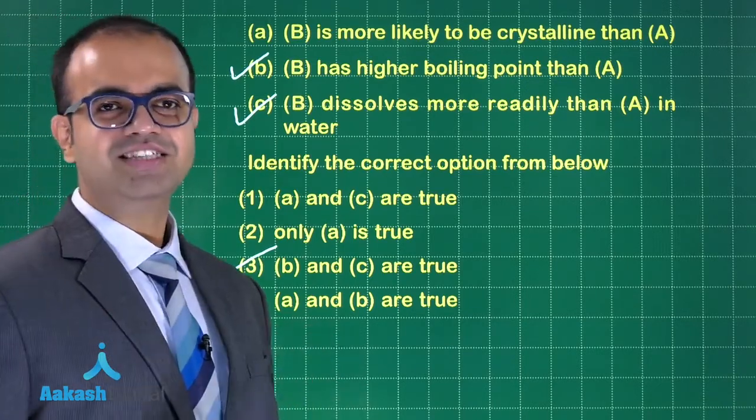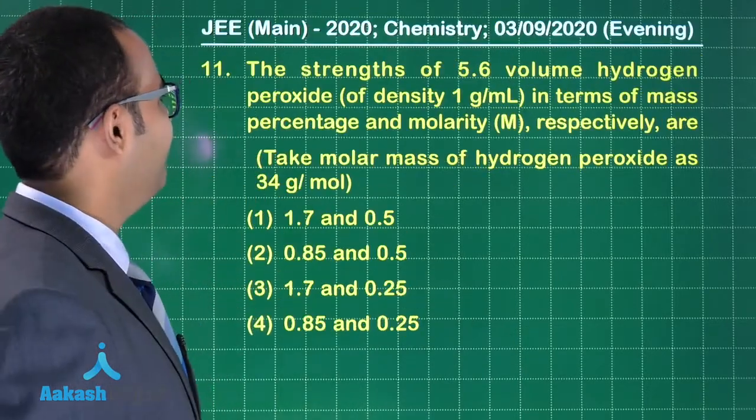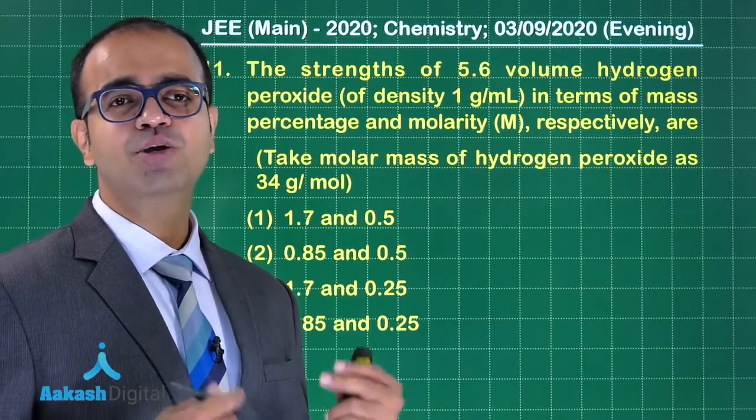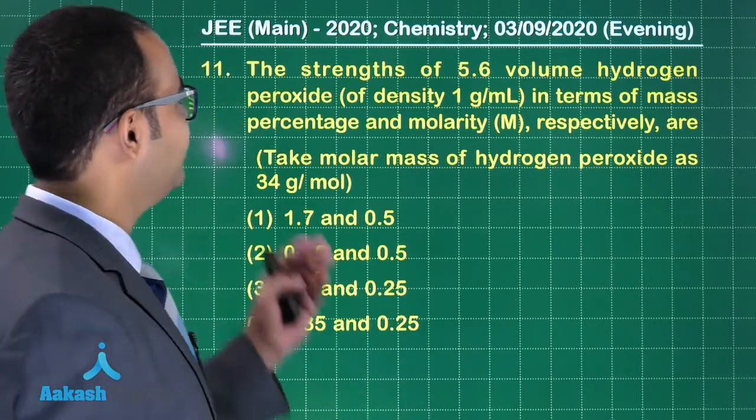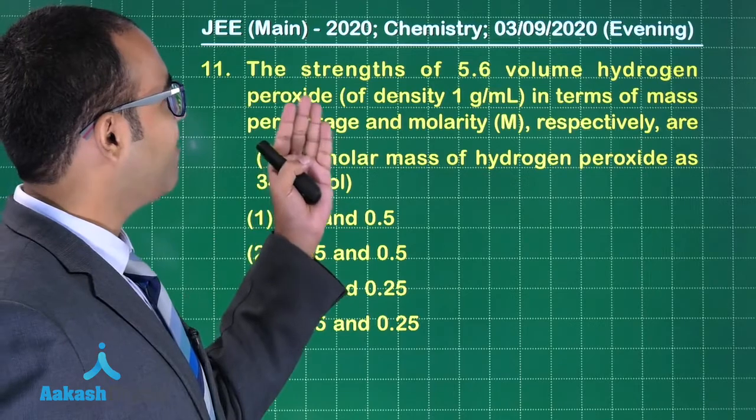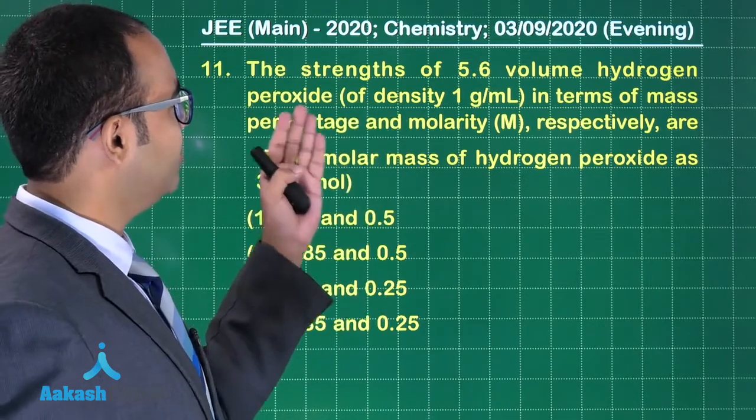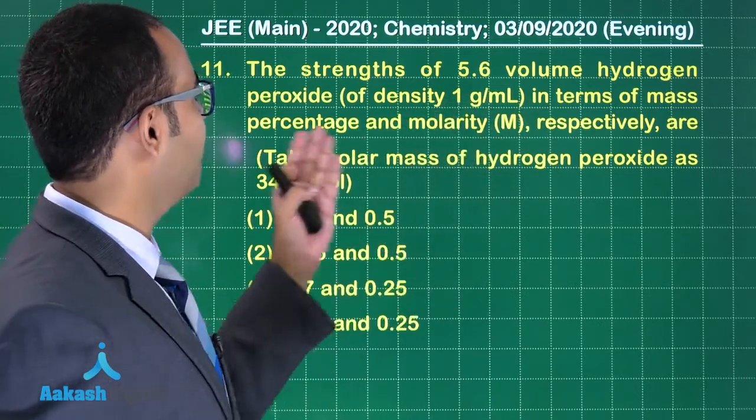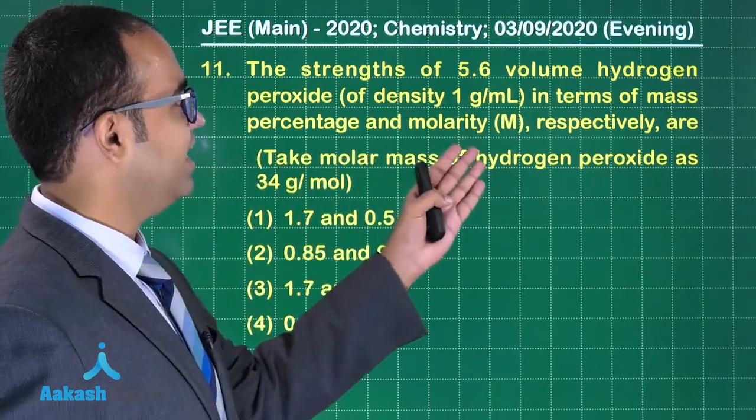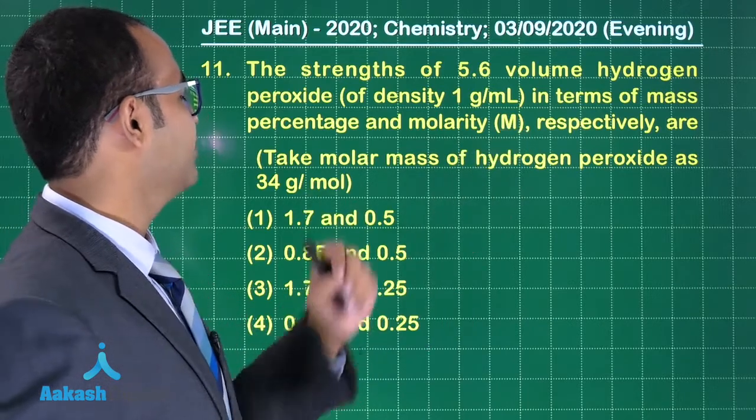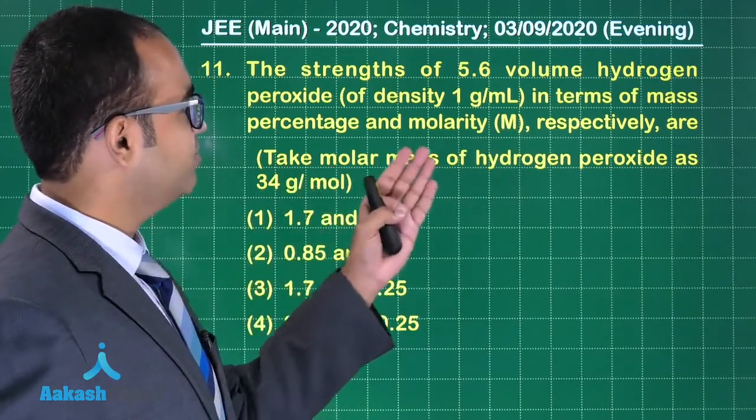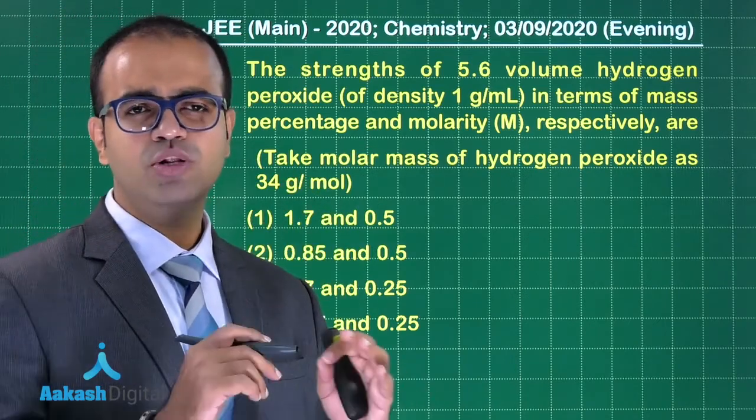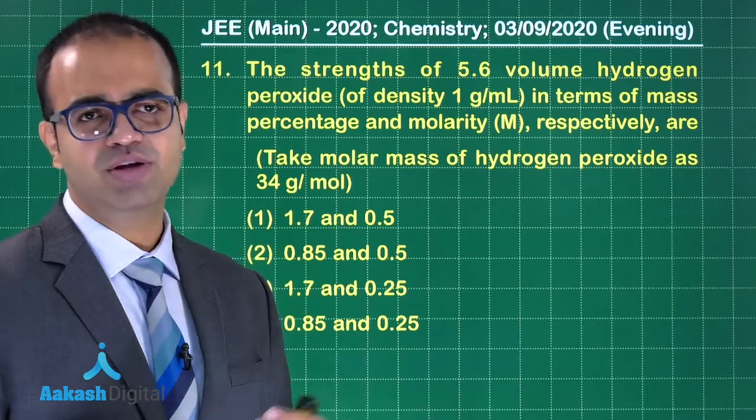Okay. So let us start with question number 11, guys. This question is based on hydrogen peroxide, that is the volume strength of hydrogen peroxide. Let us read the question. The strength of 5.6 volume hydrogen peroxide of density 1 gram per ml in terms of mass percentage and molarity M respectively are. Take the molar mass of hydrogen peroxide as 34 grams per mole. A very simple question, guys. If you know the formula, you can straight away apply the formula and you can solve this.